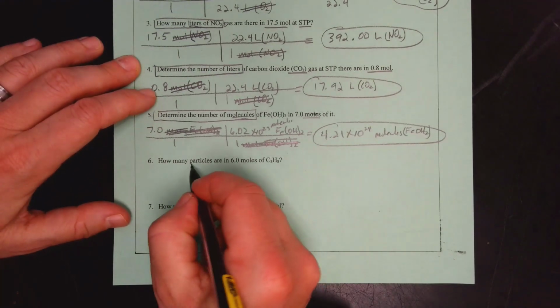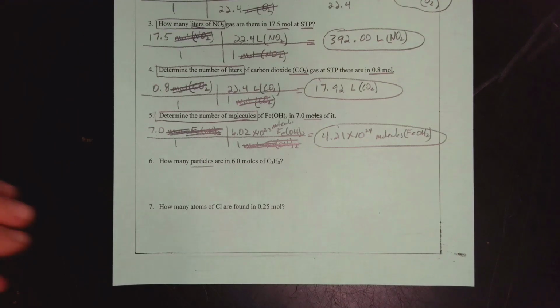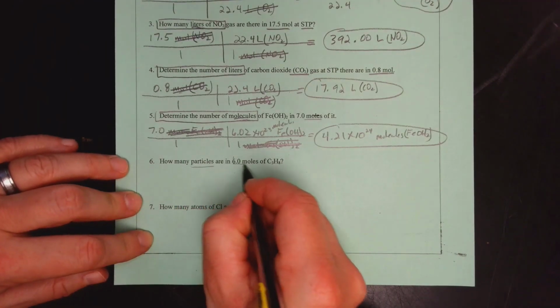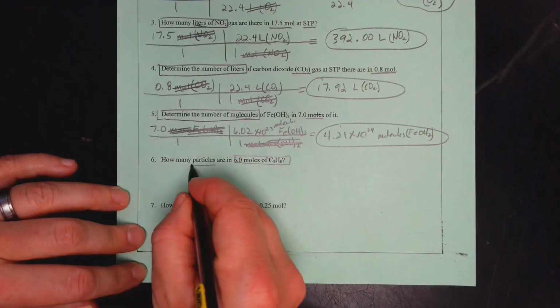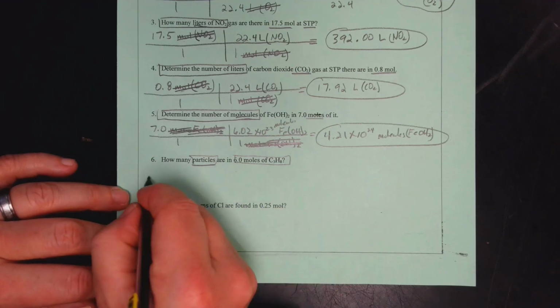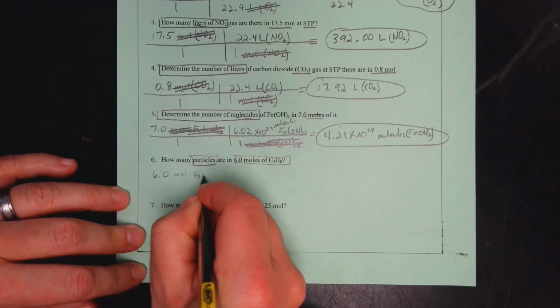All right, so this time I want to know, whoops, my lead is emptying out of this pencil. There we go. I want to know how many particles I have in 6 moles of C3H8. So we know we're trying to find particles. That's going to be the last thing, our last unit. So I know I have 6.0 moles of C3H8.